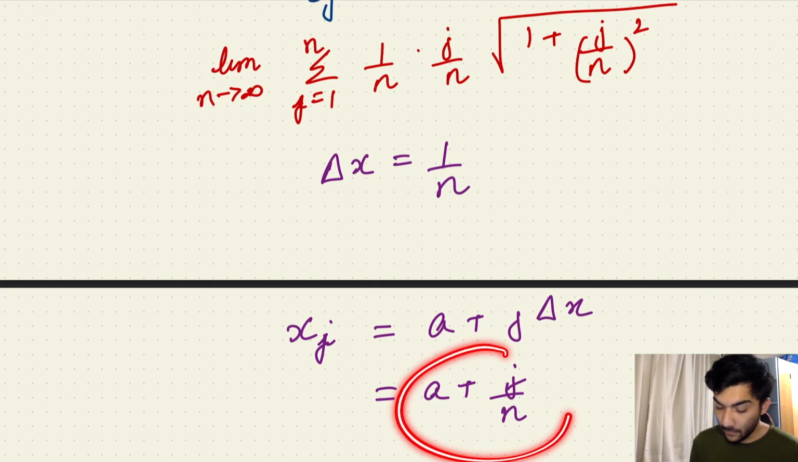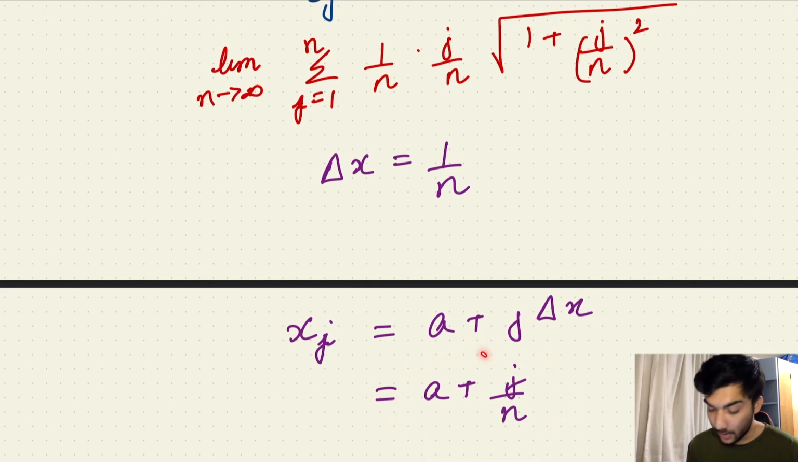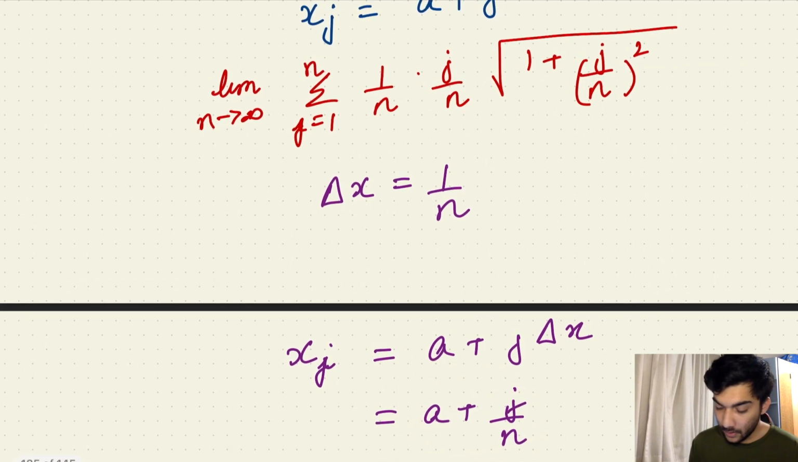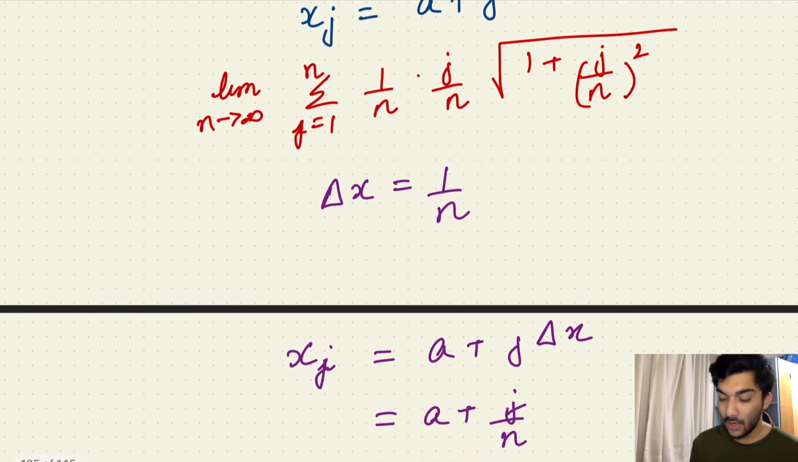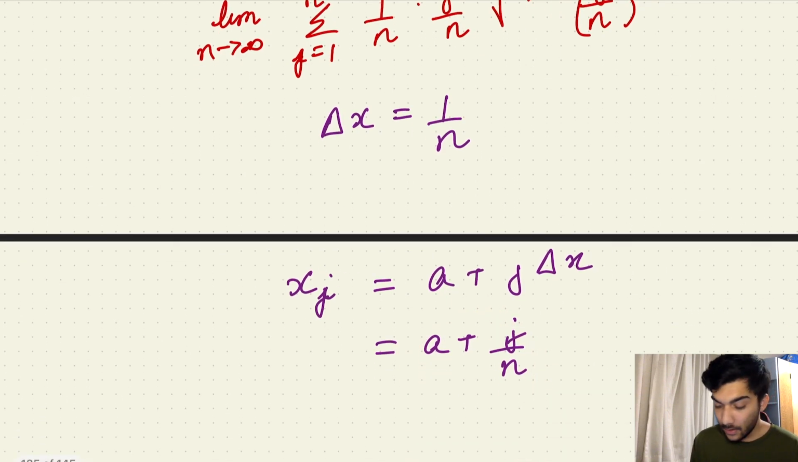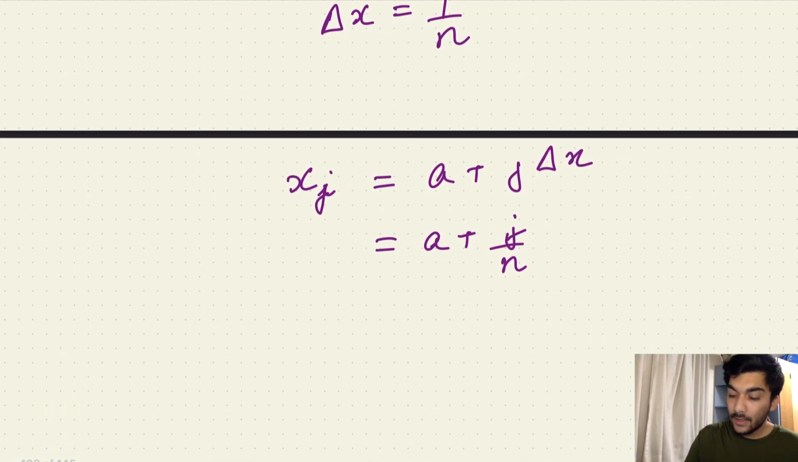And now we have to find a similar looking term to this one. So we want to find a term which would be similar to a plus j over n. And we can find j over n over here, and we can find j over n over here as well. And if we compare j over n with a plus j over n, we can clearly see in this case that our a is indeed equal to 0.